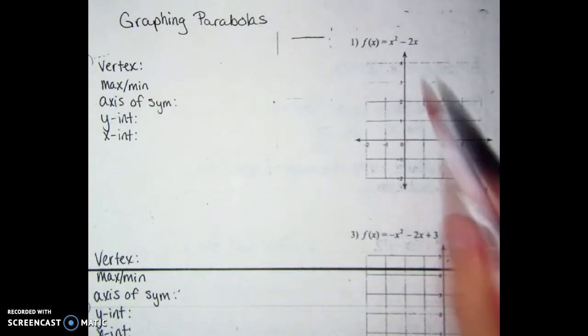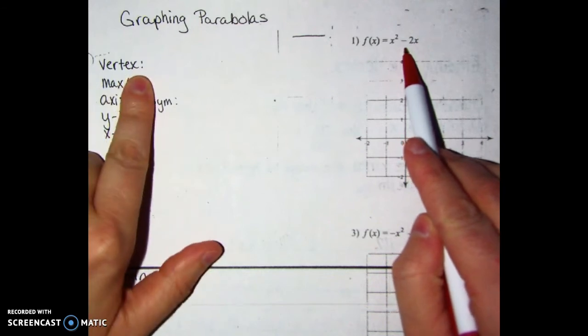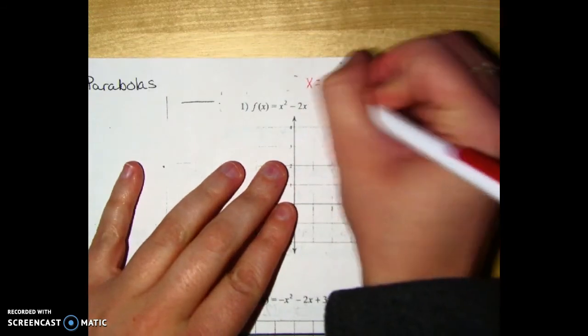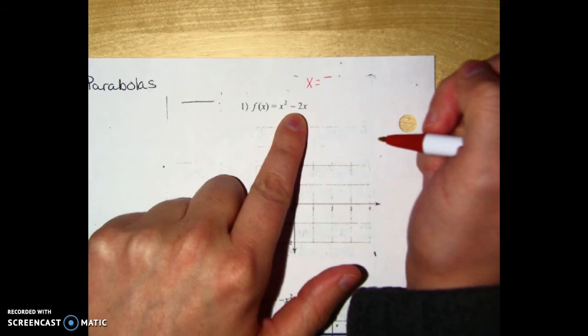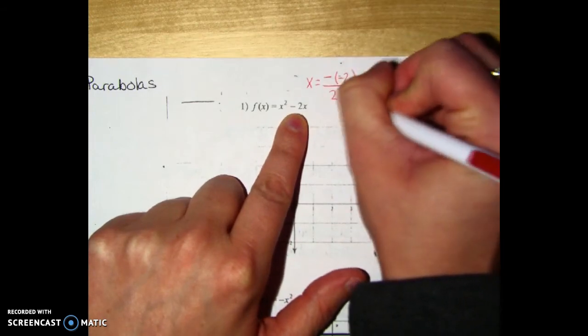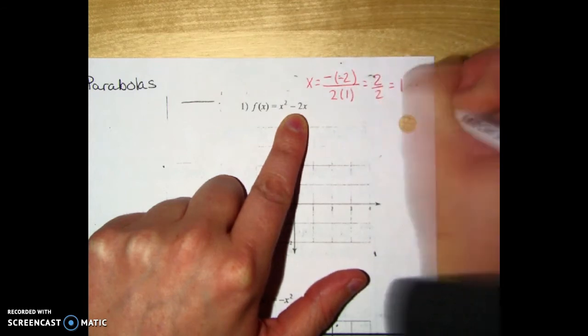Okay, so using this equation right here, I need to find the vertex. You can do it here where it says vertex, or you can do it in this space up here. I'll probably just do it up here just to save some room. So x equals negative b. In this case, the b is negative 2. So negative 2 over 2 times 1. This will be a positive 2 over 2, which is 1.